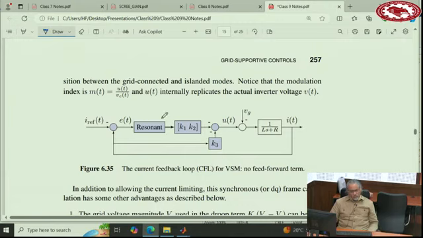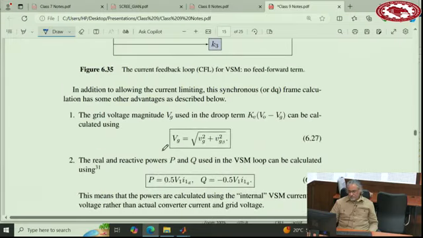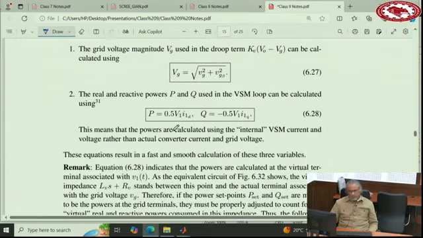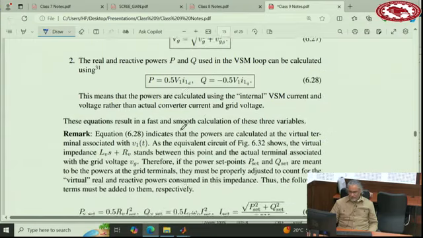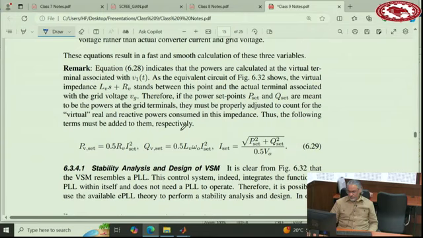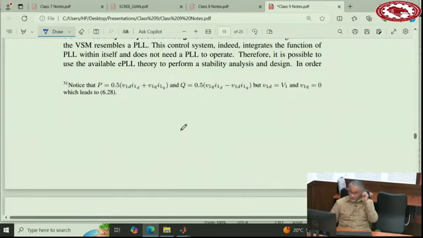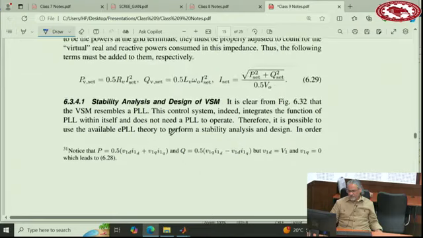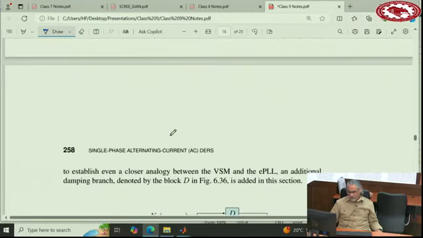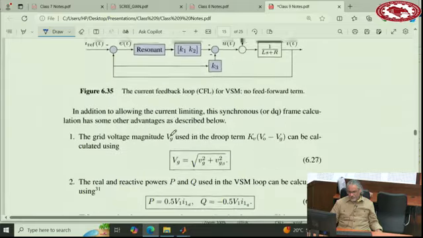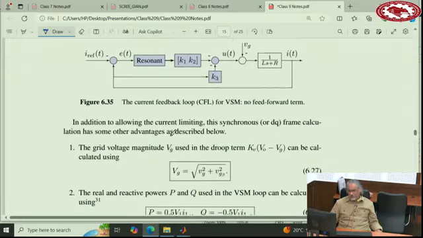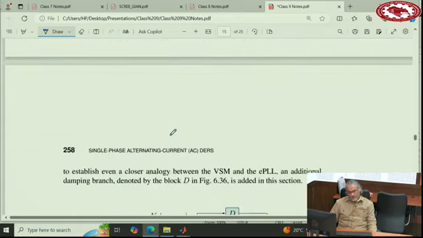And the current control loop is this one. We already discussed how to design it, no problem. Okay, grid voltage magnitude. This is the way to calculate real power and reactive power. This is the way to calculate, no problem. And stability analysis. Now, this part I'm going to skip because it's going to take a lot of time and it's not necessary. I don't know if I already skipped or not. Probably I did. It's 58. No, I didn't. So read through that stability analysis.